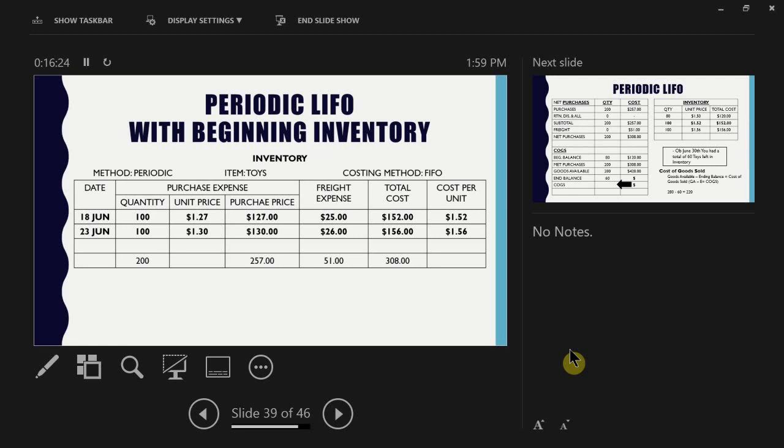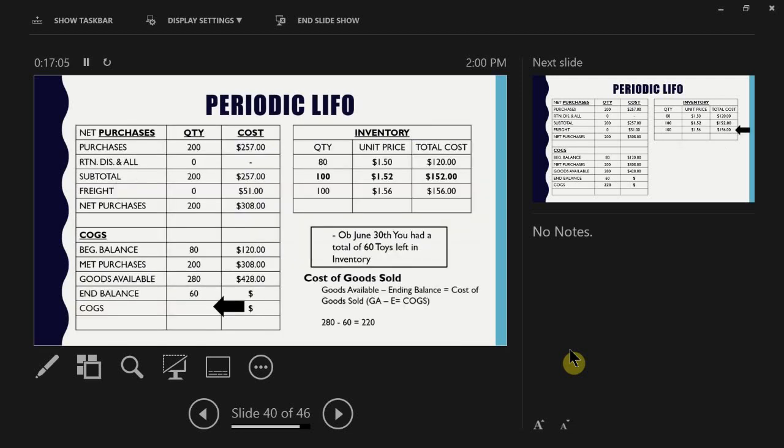So make sure you understand that when we deal with this section here, we're only dealing with what we purchased. We're not including beginning inventory because that's going to be my inventory on hand section, if you guys remember from yesterday. We're going to take that number and apply it into that bottom half of the section. So right now we're only focusing on our purchases and our purchases only. So again, we purchased a total of 200, add a total of 257 plus my $51 of freight to give me a grand total of 308. Okay? And once again, those numbers are going to be plugged into our net purchases.